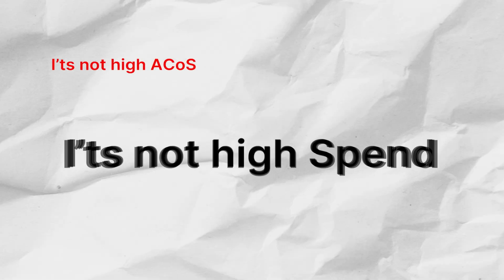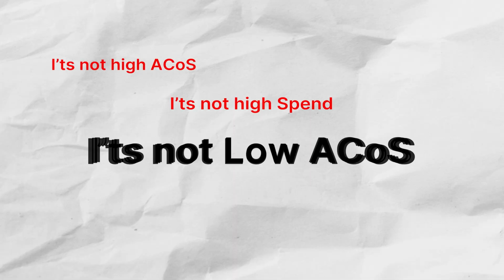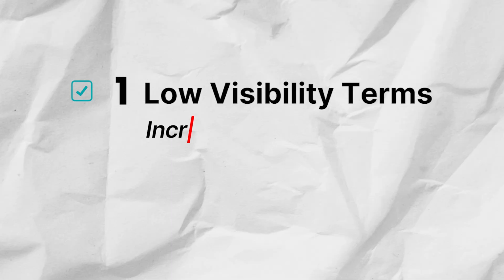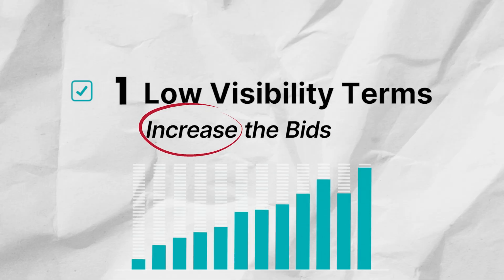What do you do in those scenarios where it's not high ACoS, it's not high spend, it's not necessarily low ACoS? We would call these terms essentially low visibility terms, but the typical advice for low visibility terms is you just increase the bids, and that's kind of the end of the logic. And if you're just doing that, you can end up with this problem, the death by 1,000 cuts, which is just thousands of silent killers that never raise any alarms, but cumulatively are draining your account.